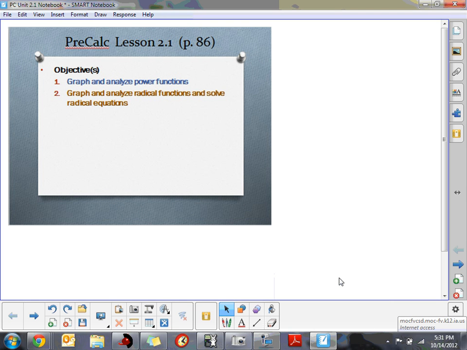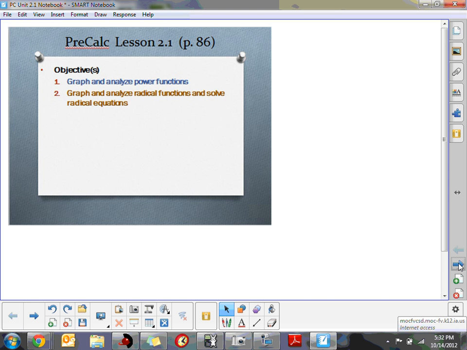Okay, we're ready to begin Chapter 2, which is on power, polynomial, and rational functions. In Lesson 2.1, we have two clear objectives, and one is to graph and analyze power functions. And in the second objective, we are to graph and analyze radical functions and solve radical functions.